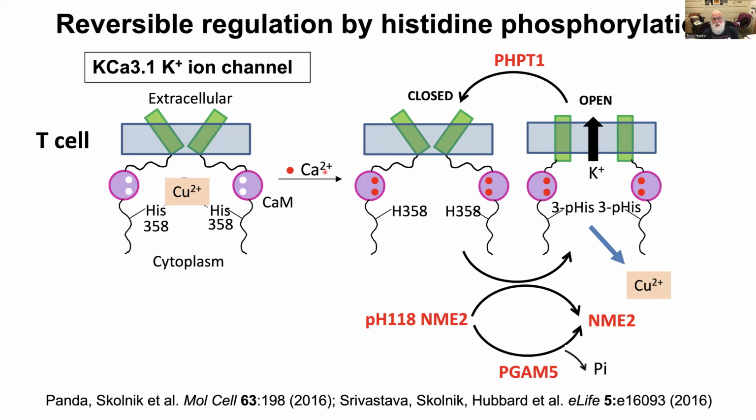there's a burst of intracellular calcium which binds to the calmodulin associated with the tails of this tetrameric channel. And this results in partial opening and phosphorylation of this histidine by the NME2 or NDPK-B histidine kinase. This displaces the copper ion, allowing the channel to open. The process is reversed by one of the phosphohistidine phosphatases, PHPT1.